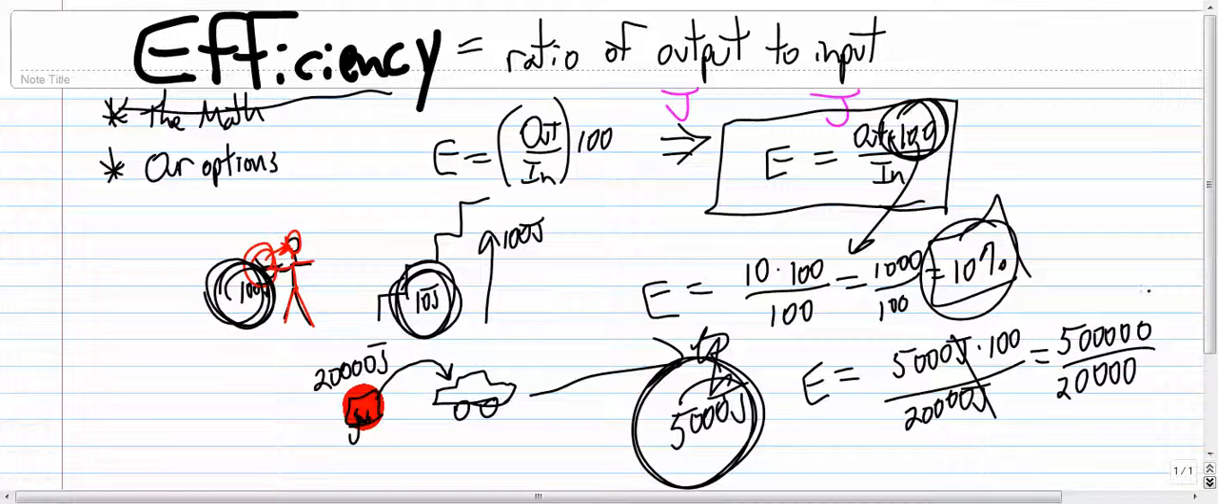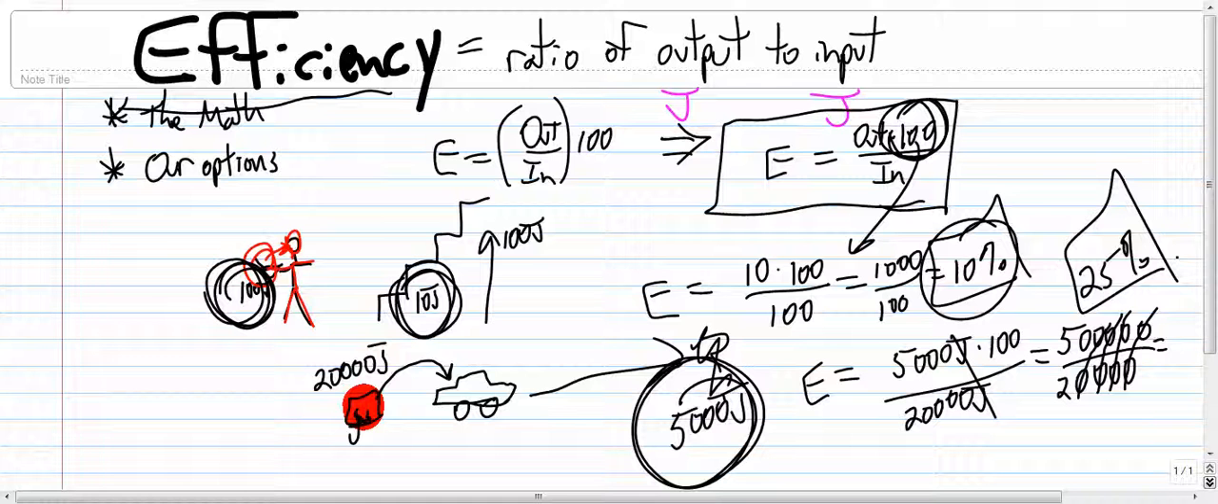And now let's cancel out some zeros here. There's 1, 2, 3, 4. 50 divided by 2. Okay, so 25%. So that car is 25% efficient, and that's actually pretty accurate to a car's efficiencies these days.